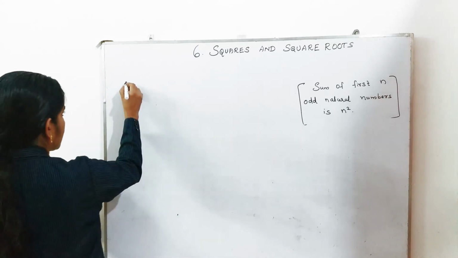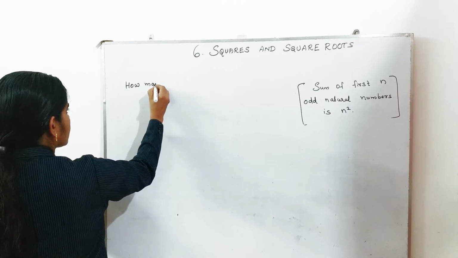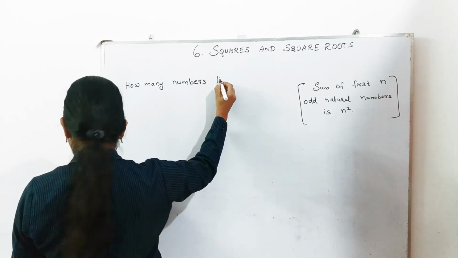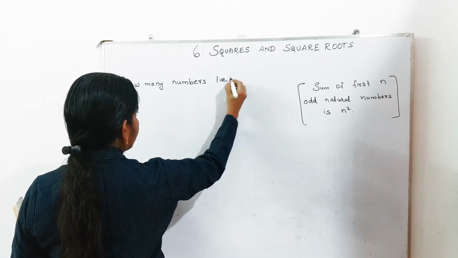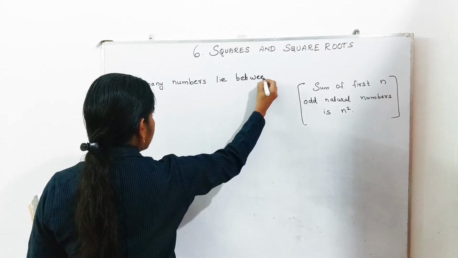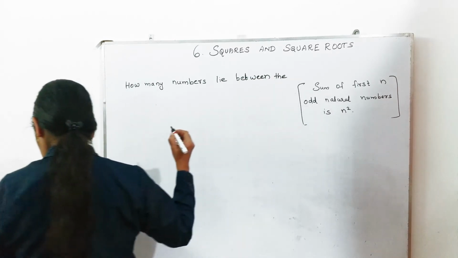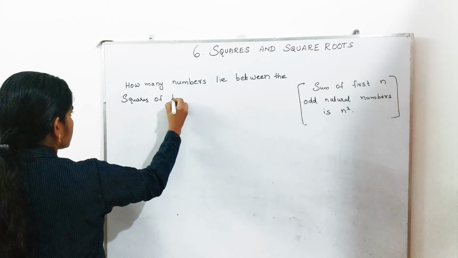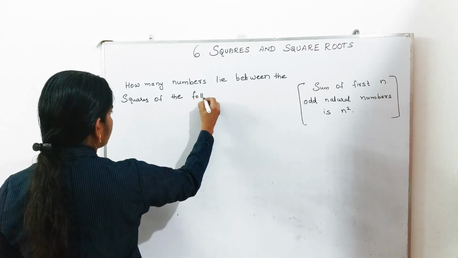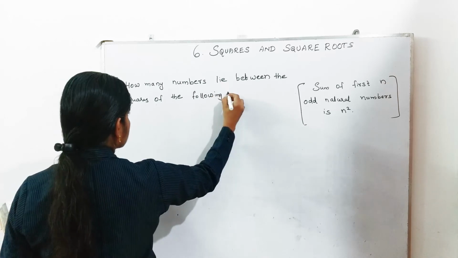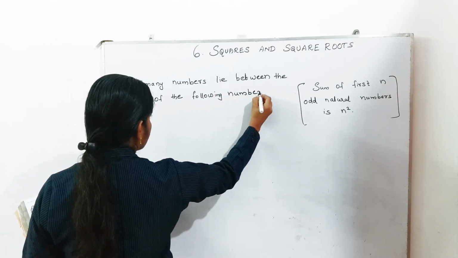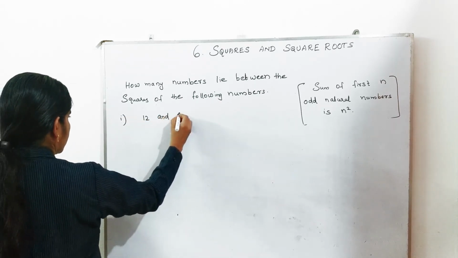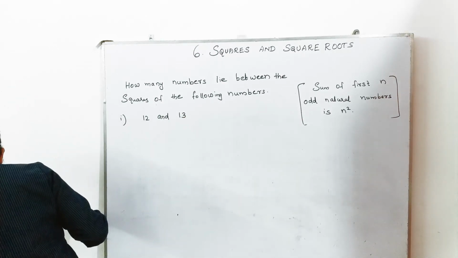How many numbers lie between the squares of the following numbers? Squares of the following numbers. First one is given, 12 and 13. 12 and 13 is given.